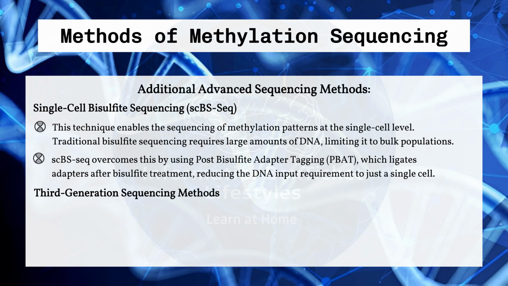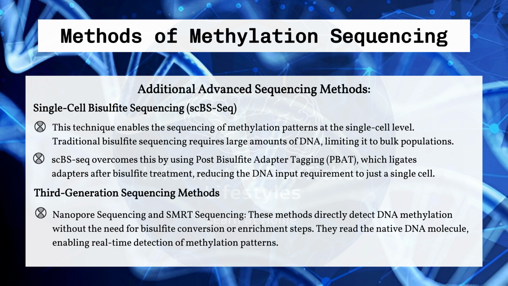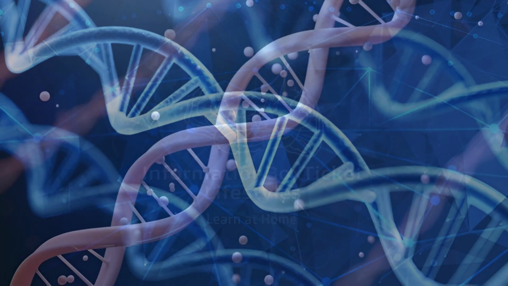Third-generation sequencing methods, nanopore sequencing and SMRT sequencing. These methods directly detect DNA methylation without the need for bisulfite conversion or enrichment steps. They read the native DNA molecule, enabling real-time detection of methylation patterns.